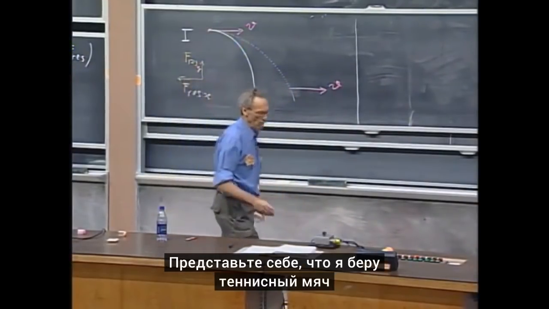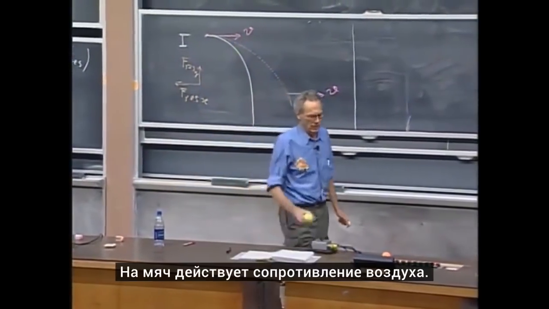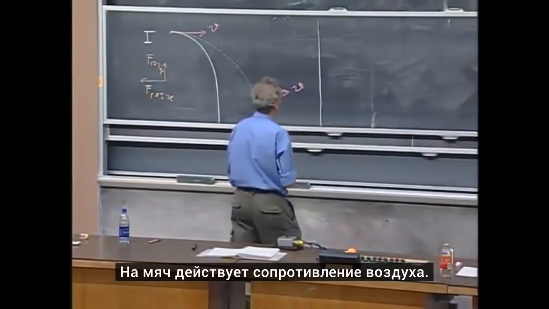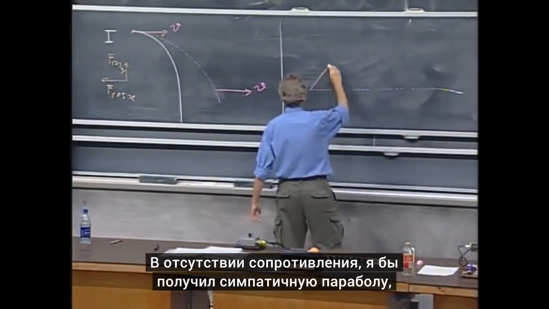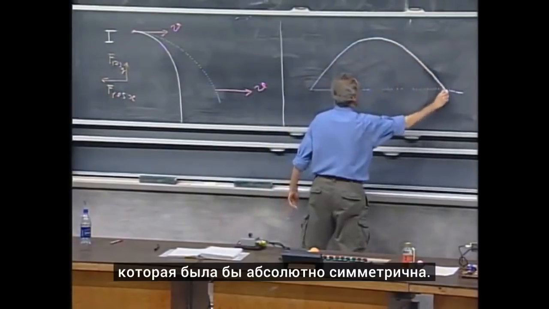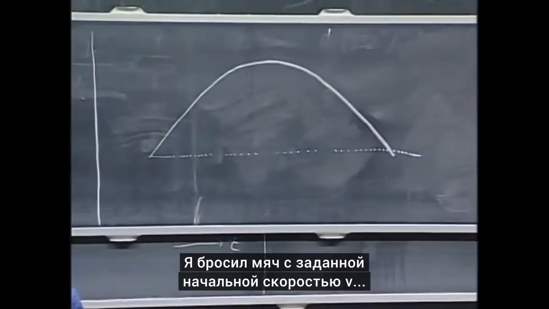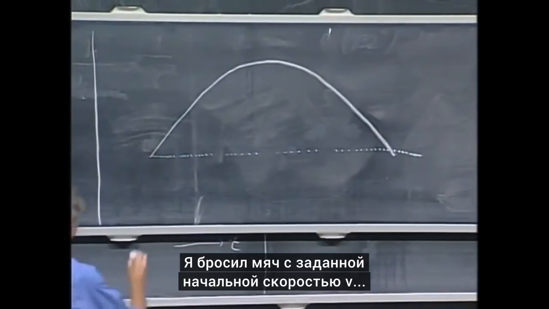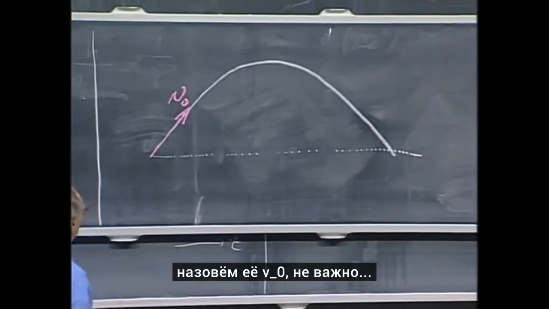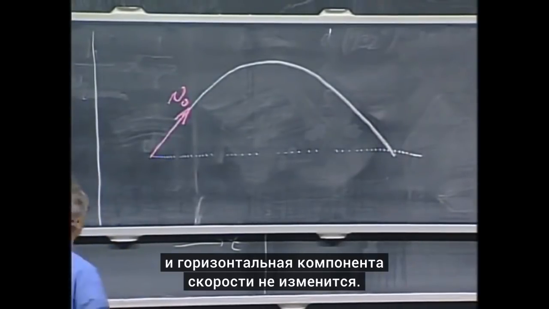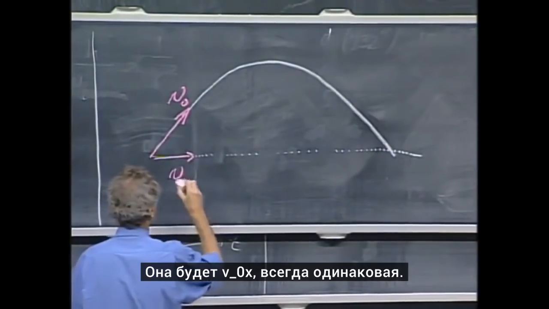Suppose I take a tennis ball and I throw up a tennis ball in 26/100. There is air drag on that tennis ball. In the absence of any air drag, I would get a nice parabola which would be completely symmetric. I throw it up with a certain initial speed, call it v0, I don't care, and the horizontal component would never change.